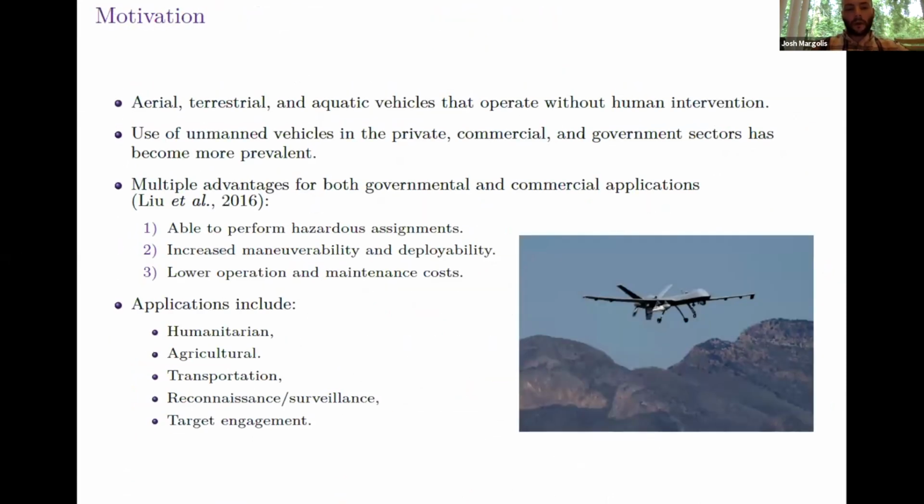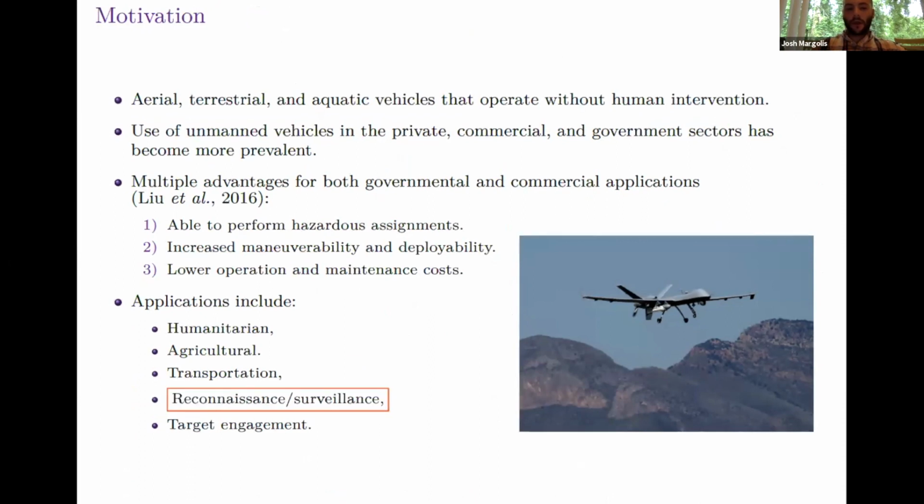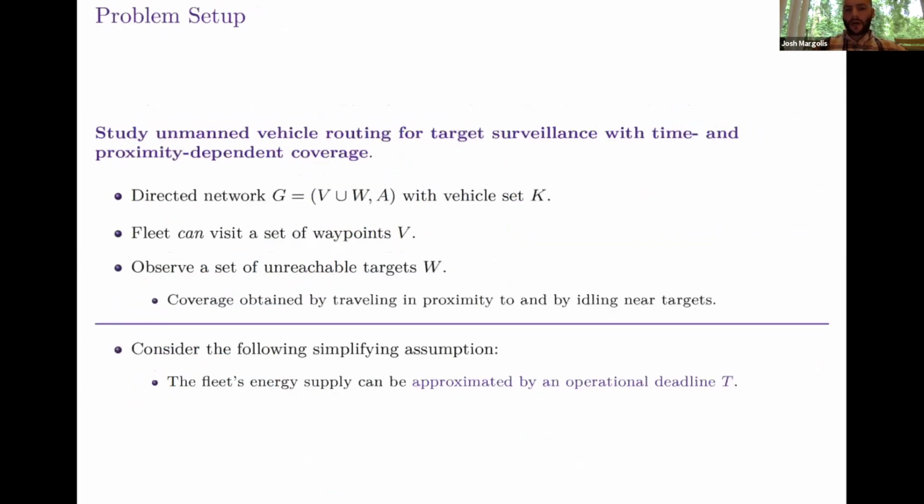So we're dealing with unmanned vehicles. They're used for a range of applications, a lot of them in government and military. What we're going to focus on are just reconnaissance and surveillance missions. And again, there are a lot of advantages to utilizing unmanned vehicles for these purposes. We're dealing with just a directed network.